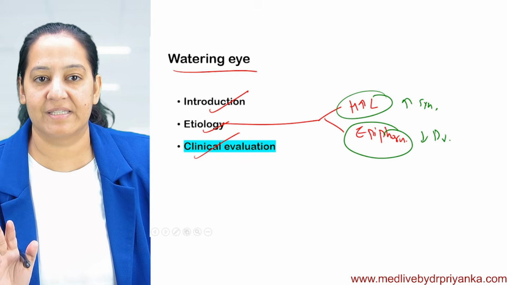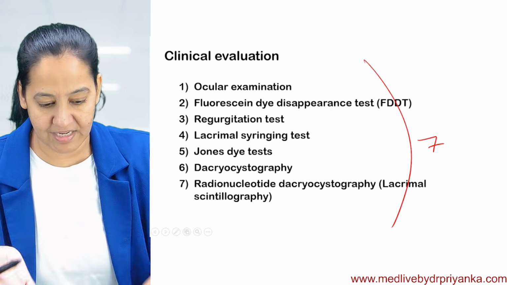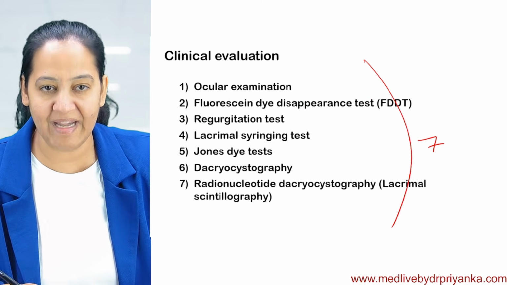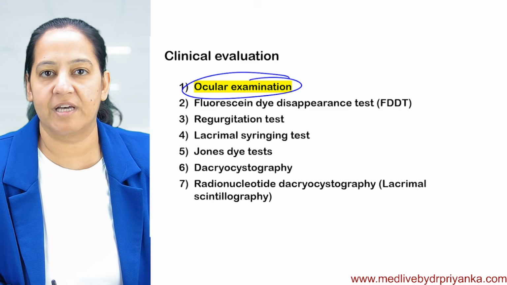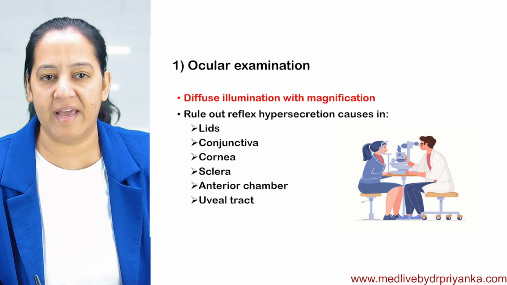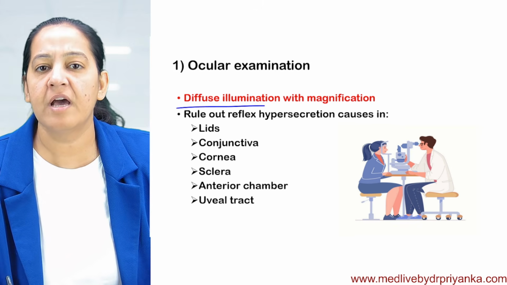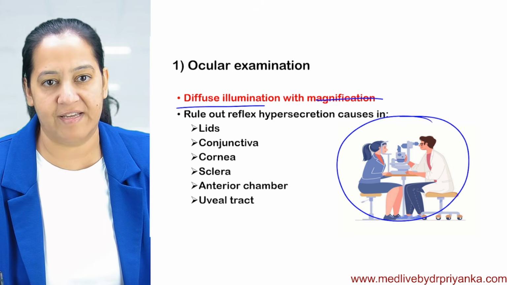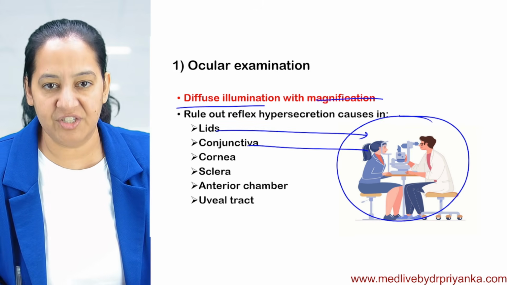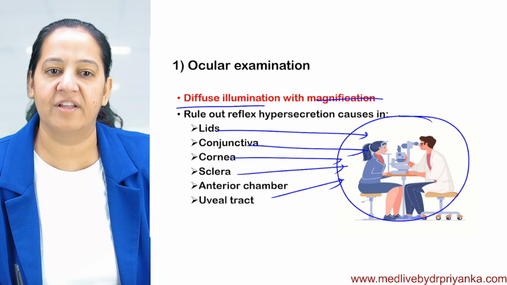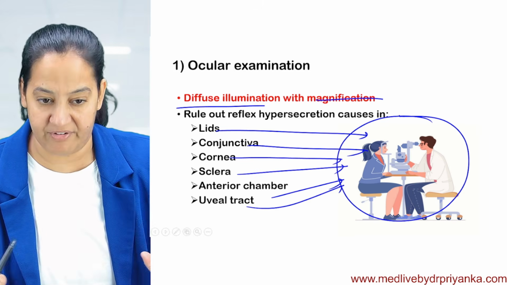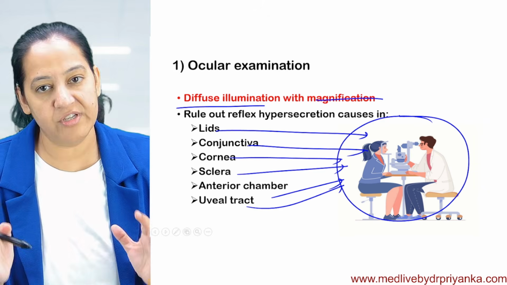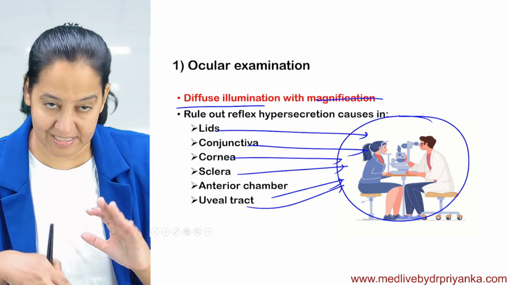So there are 7 tests for the watering eye. What are the 7 tests? Can we study it quickly, one by one? So let's do the ocular examination. Do a complete ocular examination, diffuse illumination with magnification, to see the lids, conjunctiva, cornea, sclera, anterior chamber, uveal tract. Examine everything. There can be disease anywhere. So first of all, try to find out the disease that is leading to hyperlacrimation.